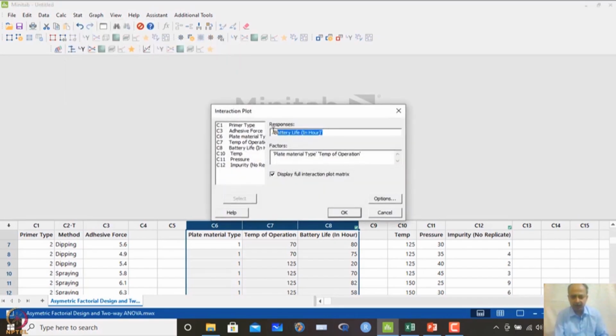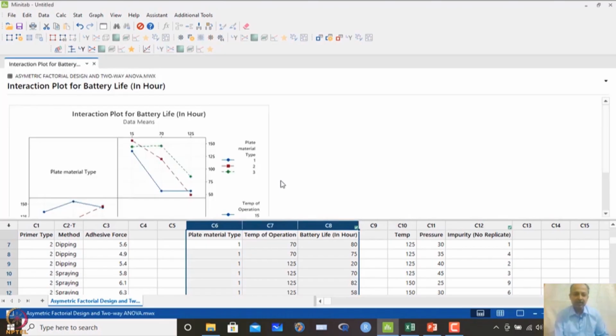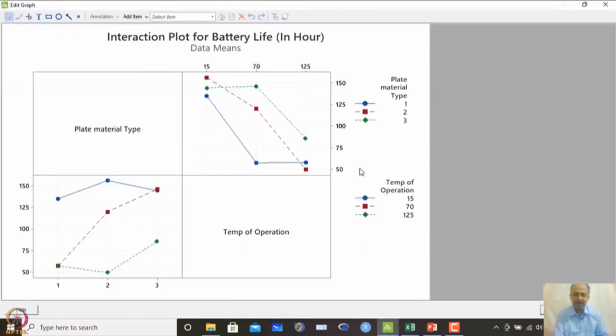I will mention which is the response, and I want to see where the response is maximized, and then I will give the 2 variables, plate material and temperature, and click display full interaction plot, similar to what we did last time. I click OK, and whenever the interaction is present, the graphical representation is somewhat different from what we saw when we talked about adhesive strength maximization with 2 categorical variables.